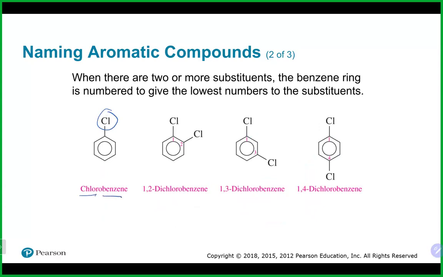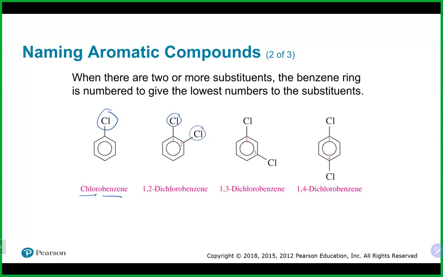If we have multiple things attached to the benzene ring, we do need to give the numbering. The good news about benzene having three double bonds is you can't screw up the numbering, because no matter which way you go, you're going to go through a double bond. So you can almost go either way you want. This is a chlorine at position 1 and 2, and that is 1,2-dichlorobenzene.